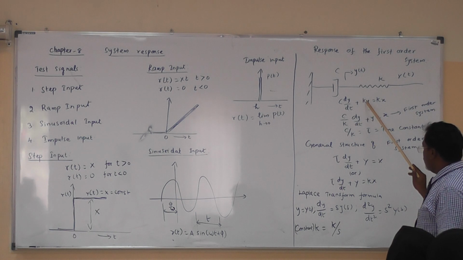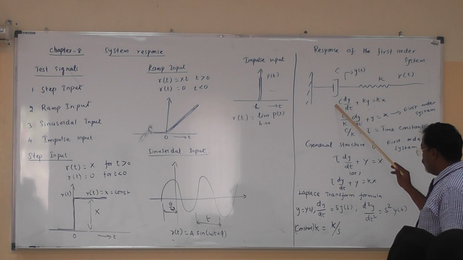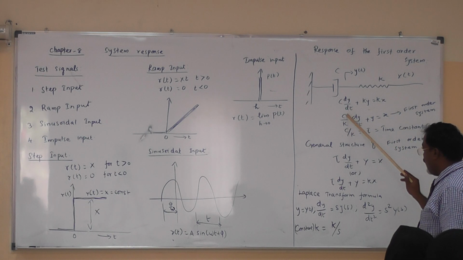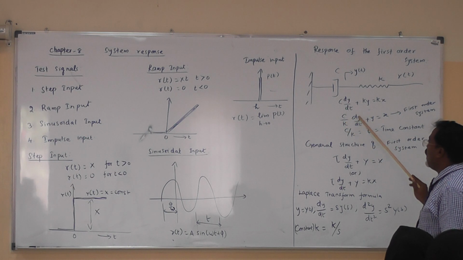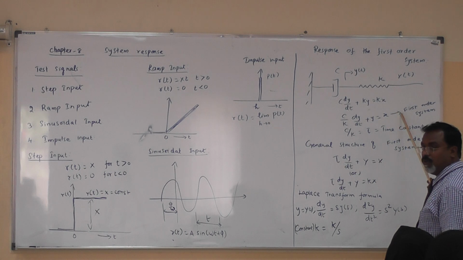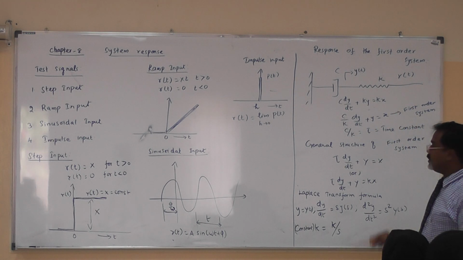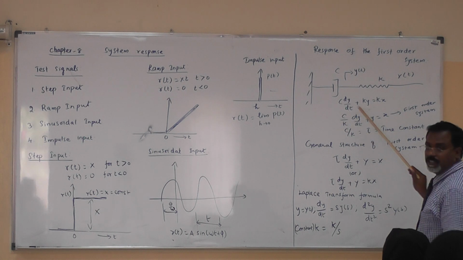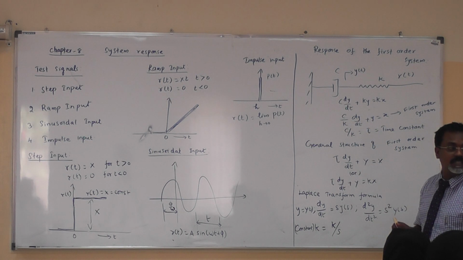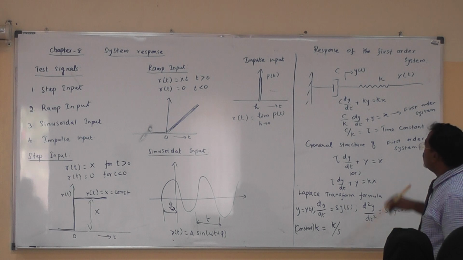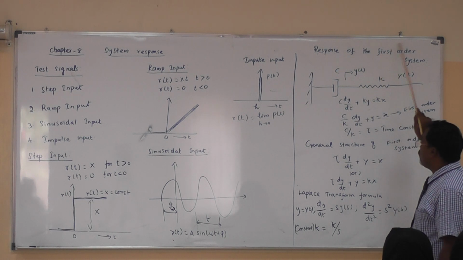So how this equation is coming, you know very well. So this system, see that k is the constant. If you divide the whole equation by k, it will come like c by k into dy by dt plus y equal to x. This is looking like a first order equation. See that the order of the differentiation is 1. That's why this is called a first order equation. The title is response of the first order equation.